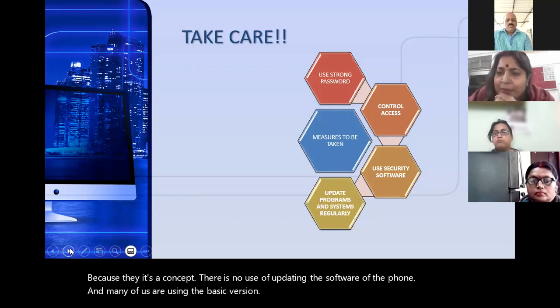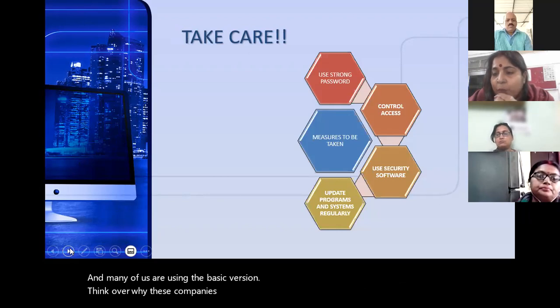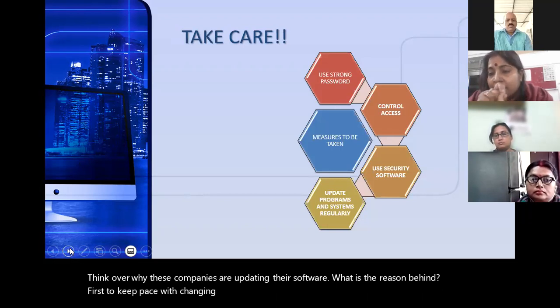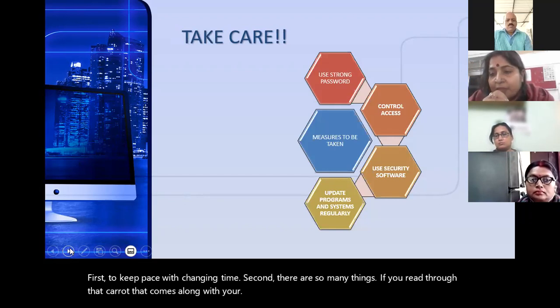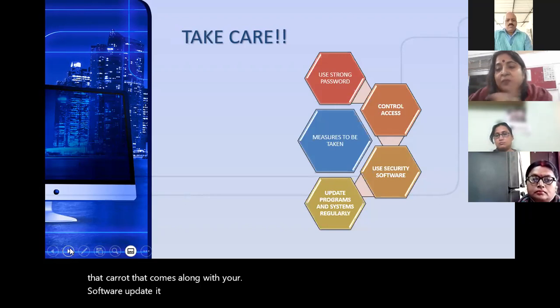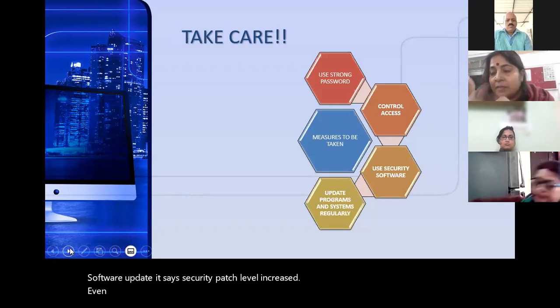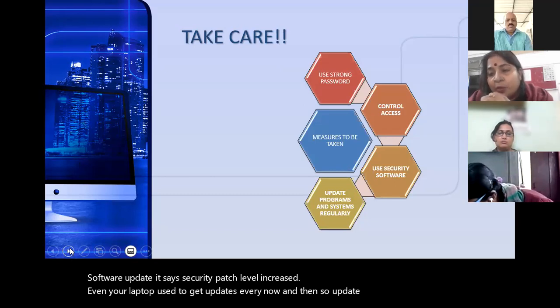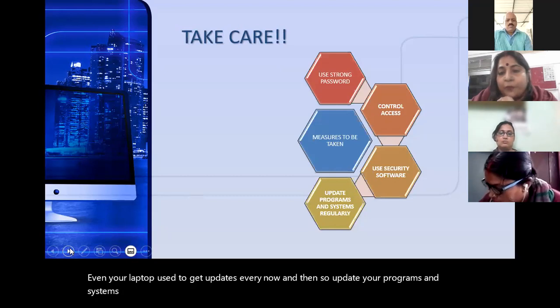Think over why these companies are updating their software. What is the reason behind it? First, to keep pace with the changing times. Second, there are so many things. If you read through the catalog that comes along with your software update, it says security patch level increased. Even your laptop used to get updates every now and then. So update your programs and systems regularly. Set a notification on for the same.